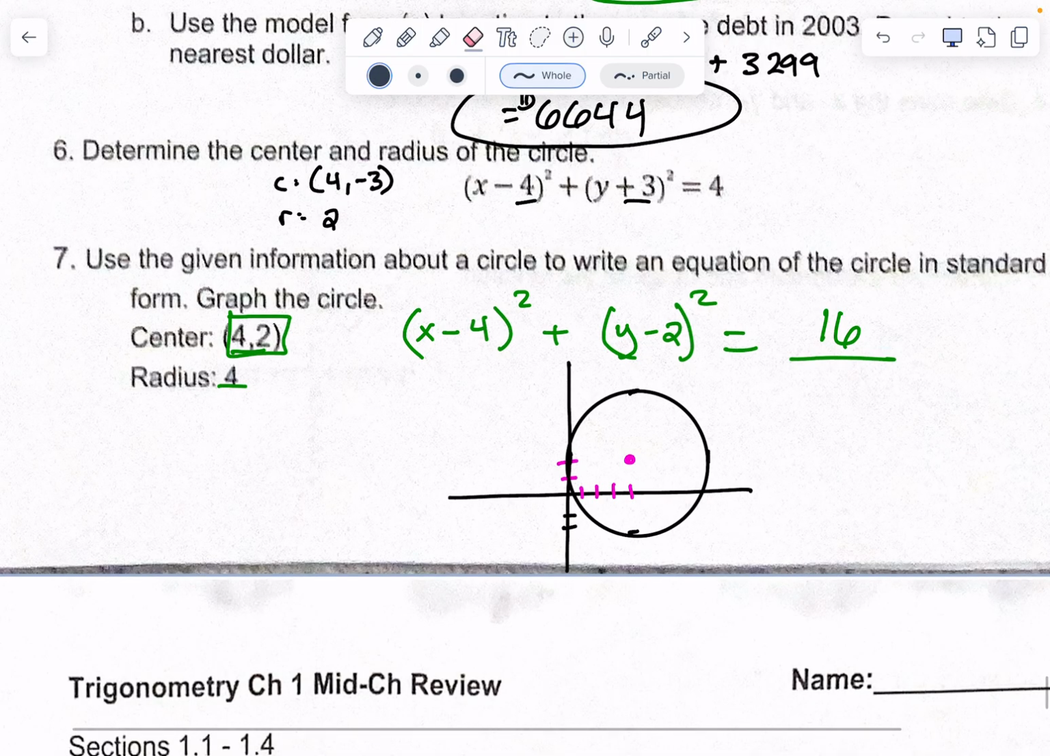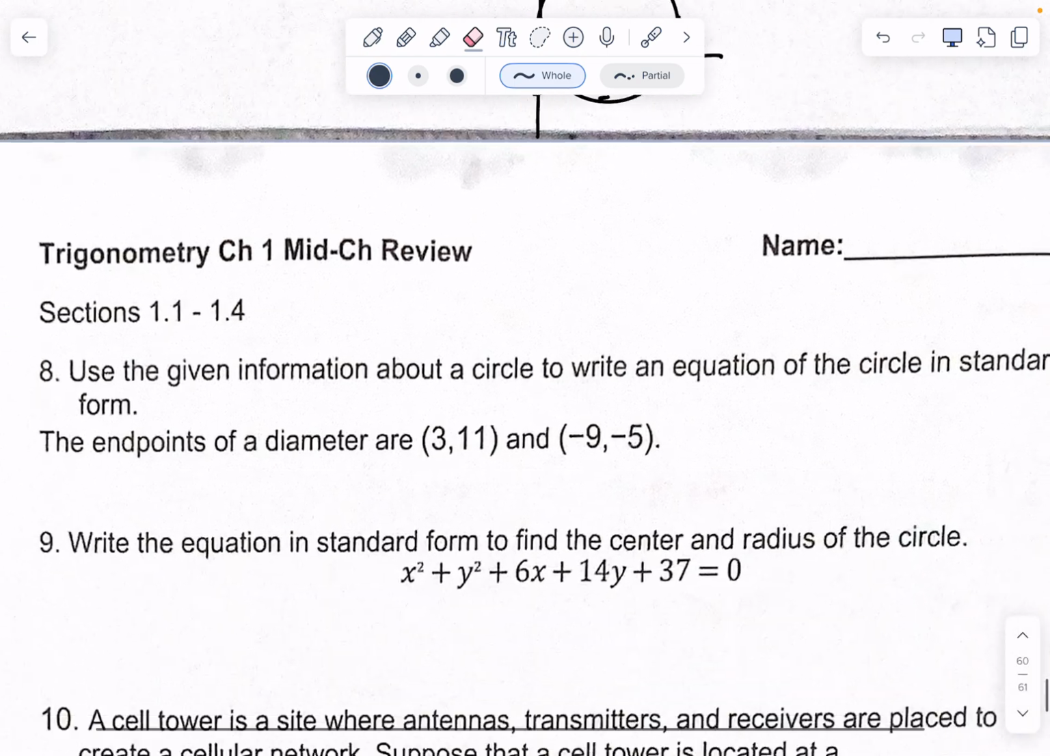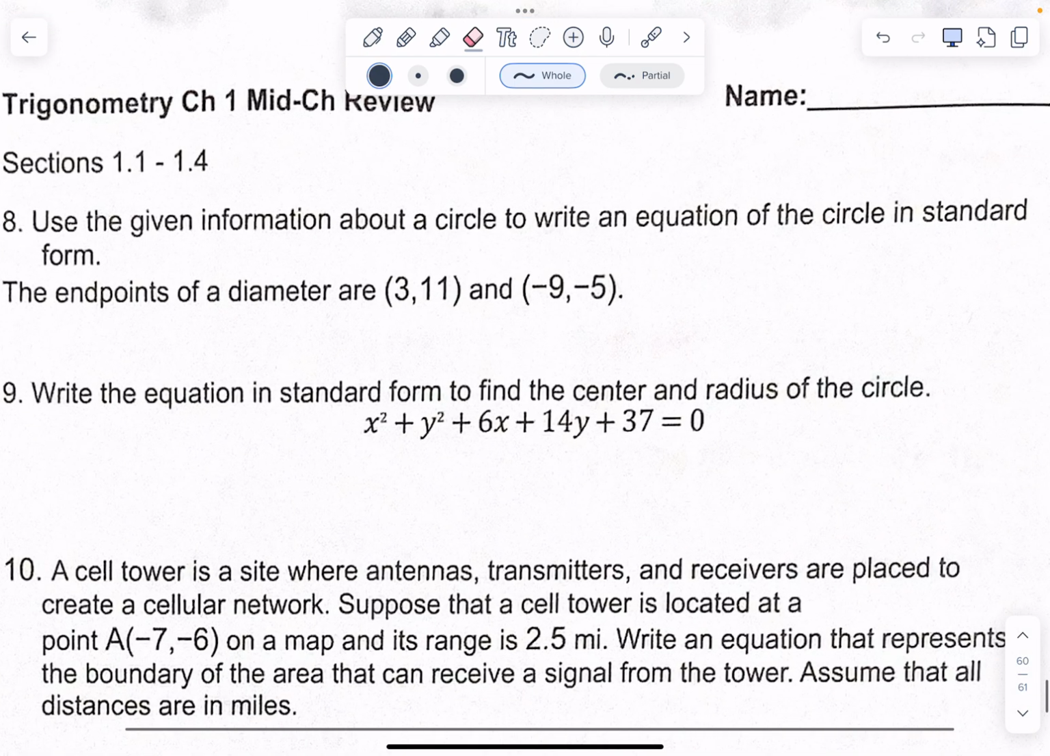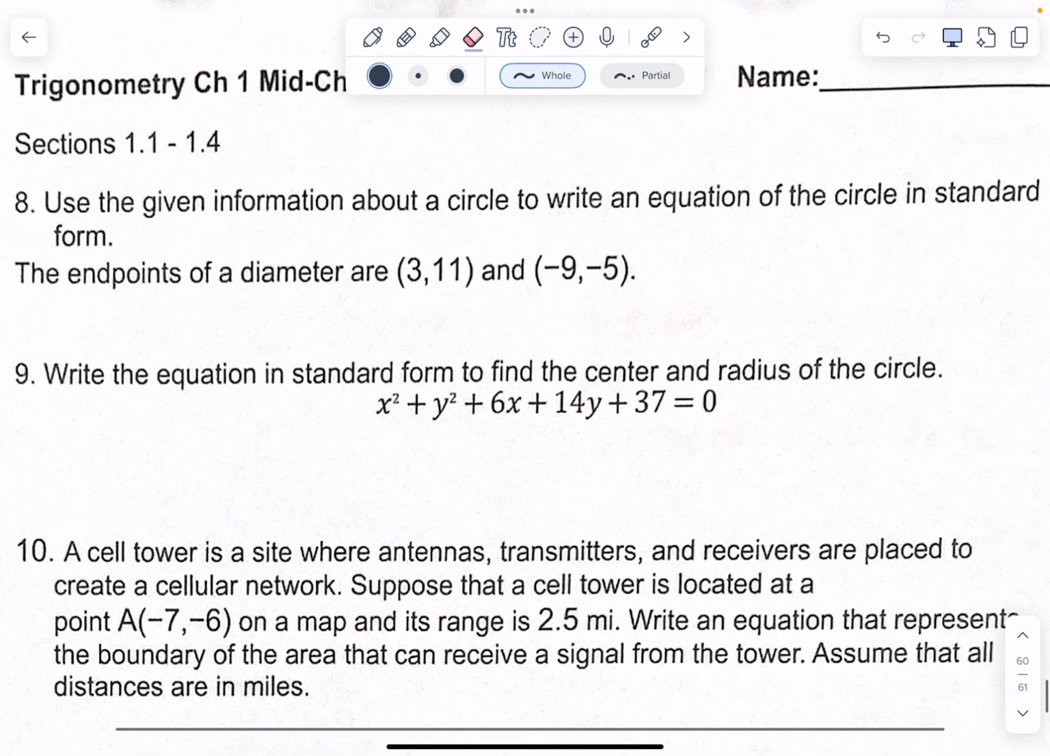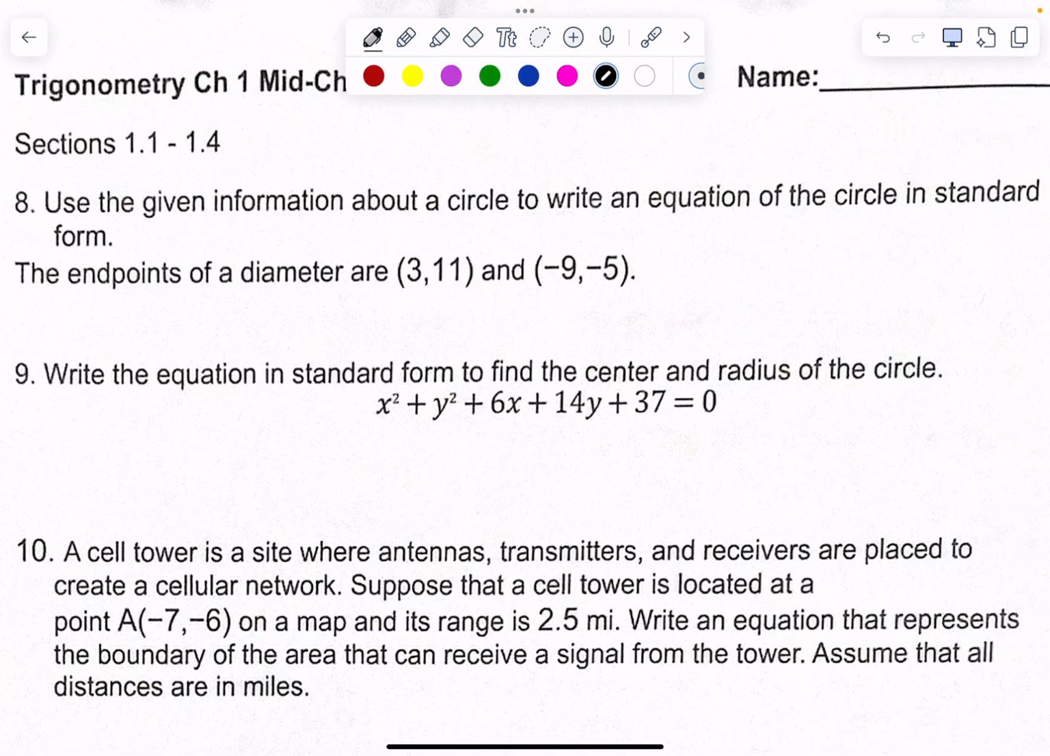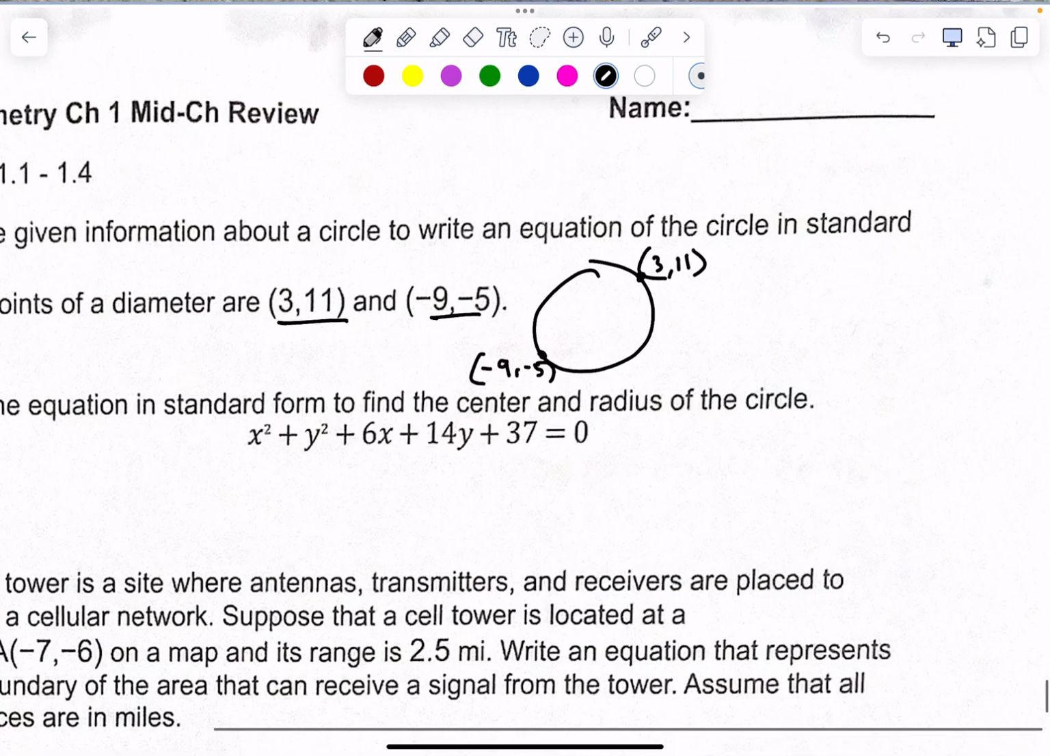Okay, good. That's 7. Do we know circles? We're good at circles? Beautiful. Okay. Great. 8. Use the given information to write the equation in the standard form of a circle. So this is the diameter. Here's my circle, and one endpoint is at -9, -5, and the other is at 3, 11. They're saying the diameter is across, touching the edges of the circle.